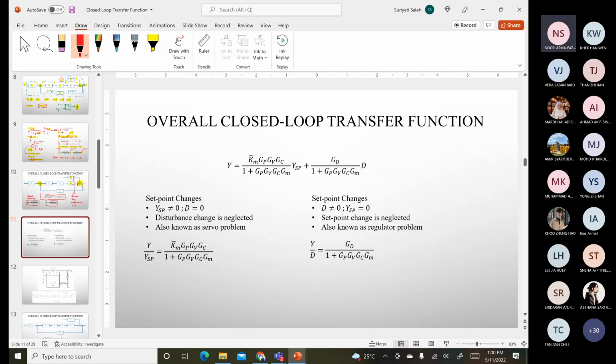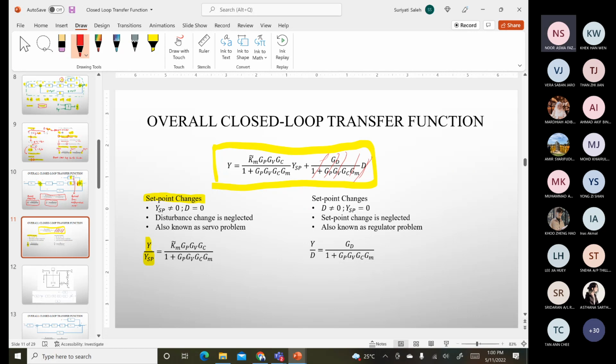Sometimes when you have Y over YSP, it's called the set point changes, because this one is based on the set point. The output is determined based on the set point changes, so YSP cannot be 0, and you neglect D equal to 0. In other words, from this overall closed loop transfer function, when the problem is based on the set point changes, you neglect the GD. It's like that, so you obtain Y over YSP.